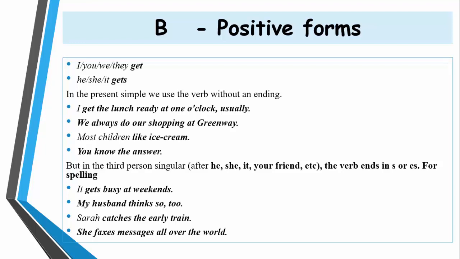You know the answer. But in the third person singular, such as he, she, it, your friend, my dad, my brother, my mom, you have to pay attention in this part. The verb ends in S or ES for the spelling. It gets busy at the weekends. My husband thinks so too. Sarah catches the early train. She fixes messages all over the world.